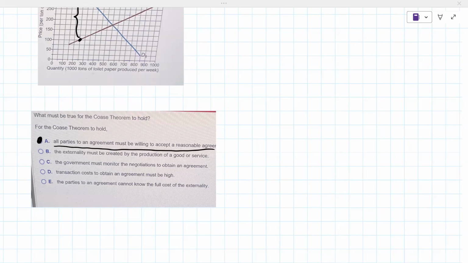But this purchase, are they economically efficient?